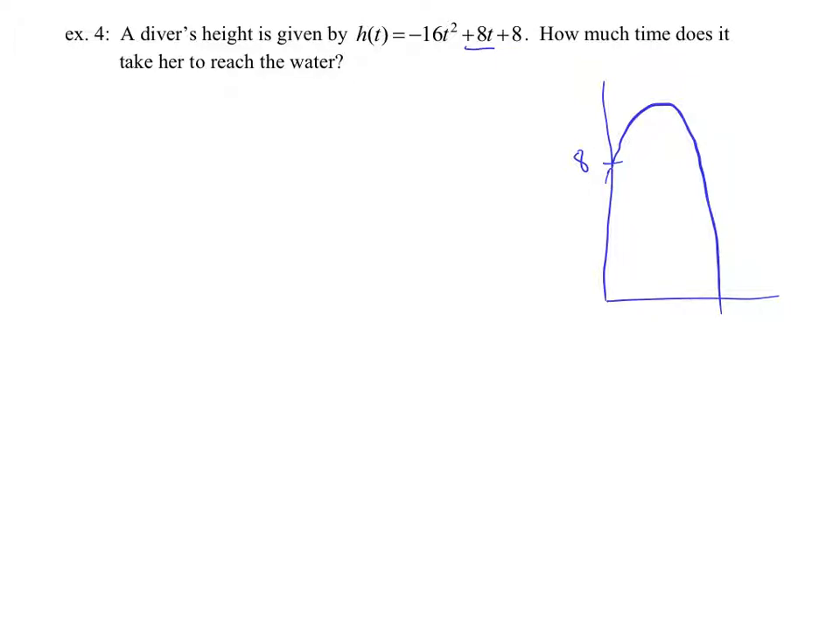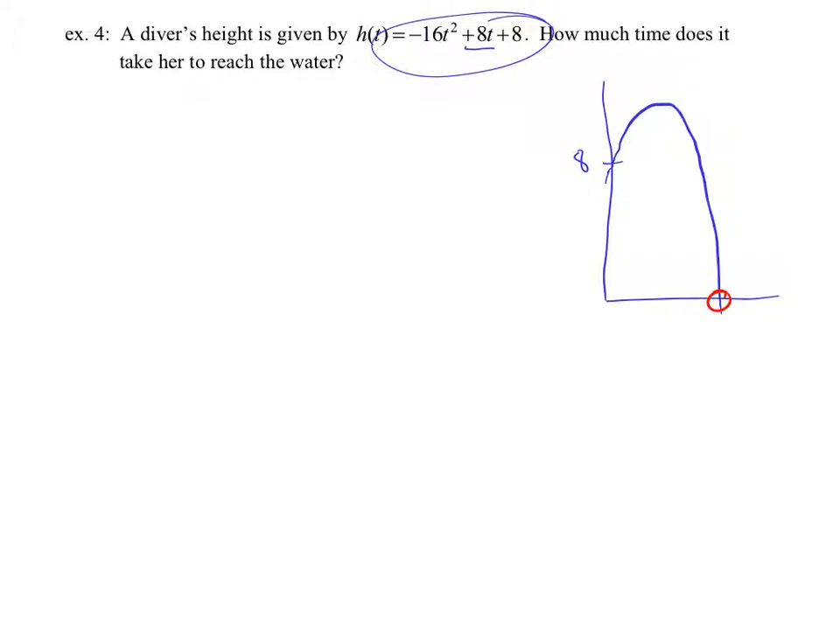Fair enough? Does this part on the left matter at all? No, because that's like before she jumps. That's just kind of finishing out the parabola, so we can kind of ignore that. What we're really looking for is that number right there. All right. How much time does it take her to reach the water? Well, if we have that, what would be my first step in factoring this thing?